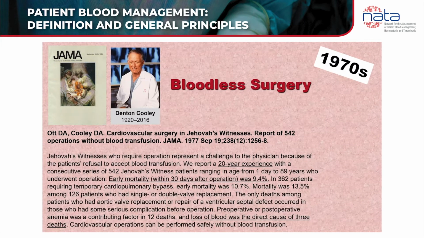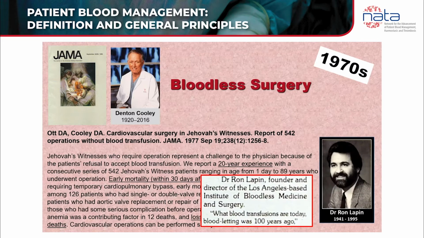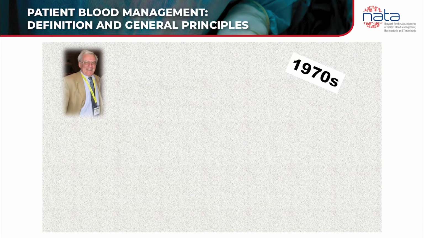Also during the 1970s, we have the development of bloodless surgery, and Denton Cooley, a cardiac surgeon, was prepared to operate on Jehovah's Witness patients. He felt that not only were these operations possible and safe, but the results on patients were frequently better than those who received extensive blood transfusion. We also have Ron Lapin developing bloodless medicine and surgery in Los Angeles, again for Jehovah's Witnesses, but for other people where transfusion was being minimised.